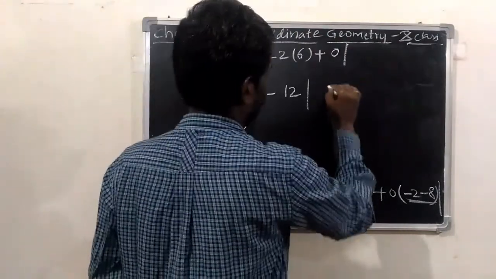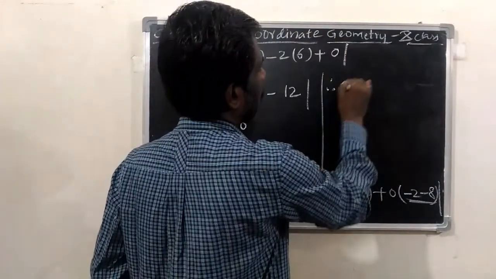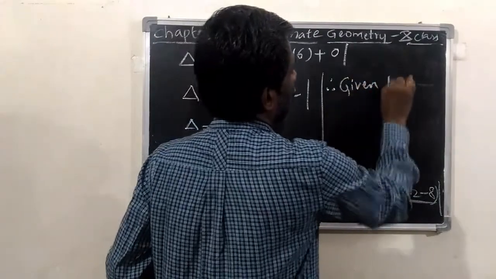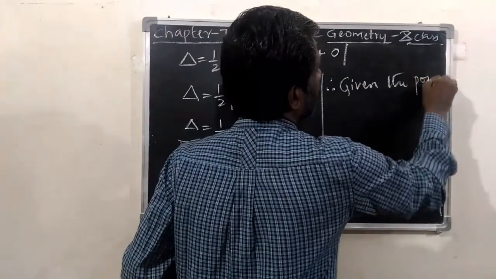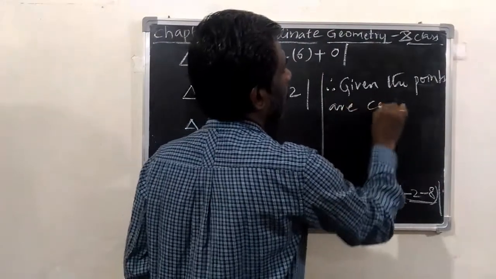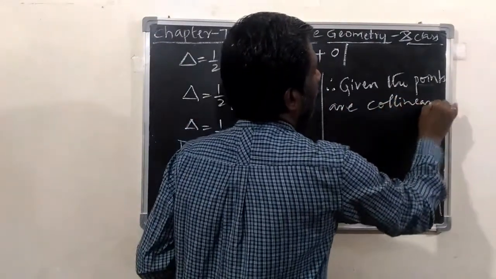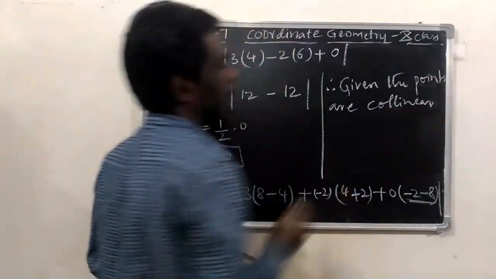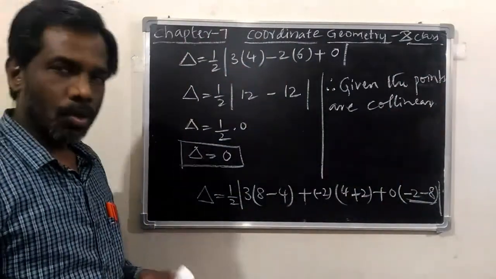Therefore, what we can conclude? Therefore, the given points are collinear. The given points are collinear points.